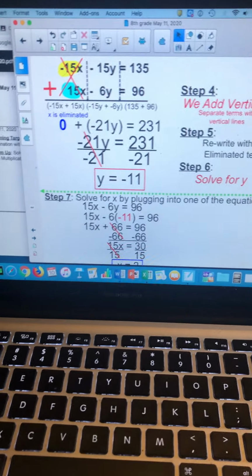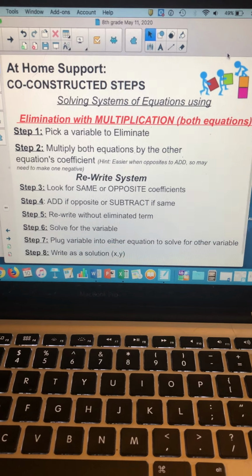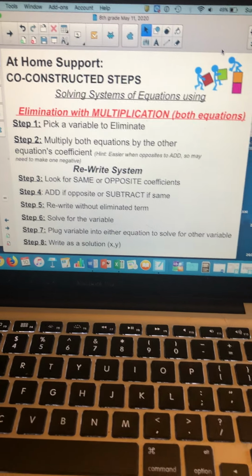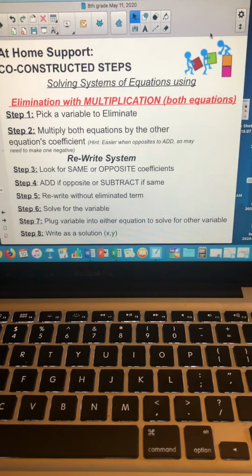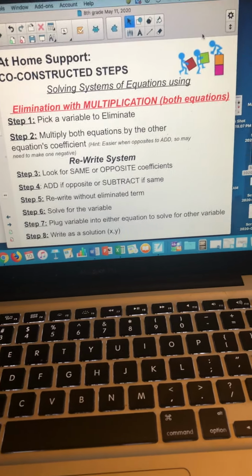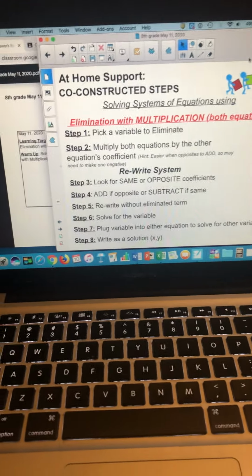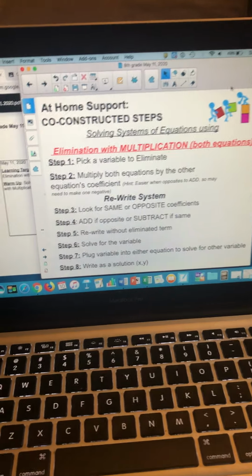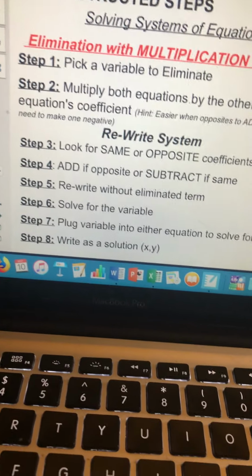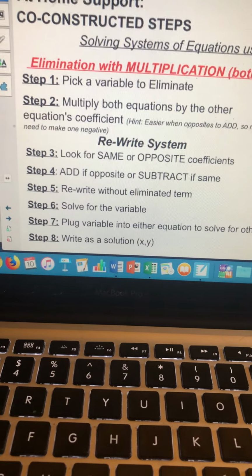So everything that I just showed you is in the lesson. There's the solution we came up with as well, and then there's your steps, okay? So you're going to pick your variable to eliminate. You're going to multiply both equations by the other's coefficient. Then you rewrite the system after you distribute. You look to see if you have same or opposite, which most of the time you should have opposite because, like I said, it makes it easier to use addition to eliminate. And then you just follow the same steps that you guys have been doing already. So I'm not going to repeat myself, okay?